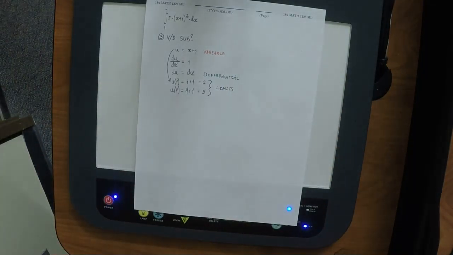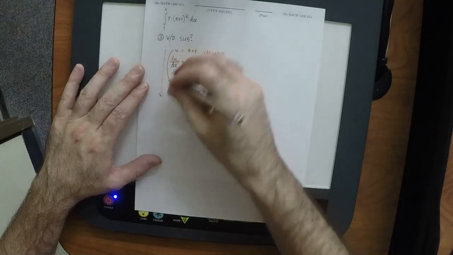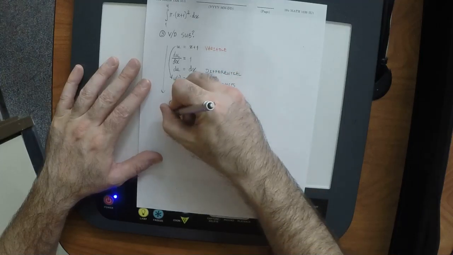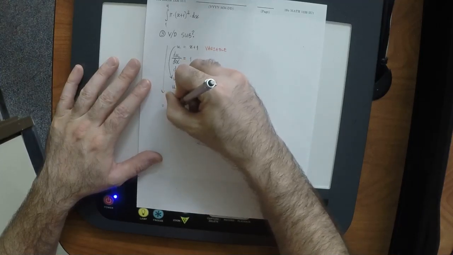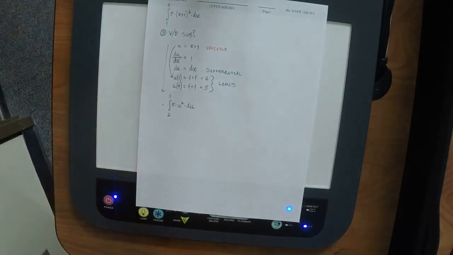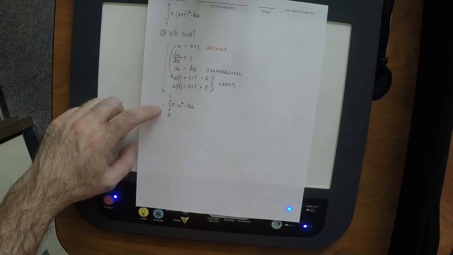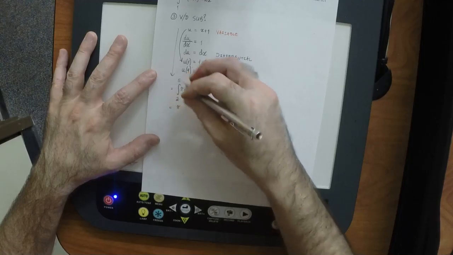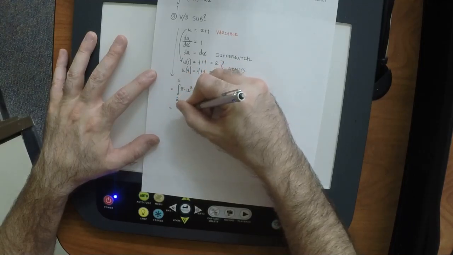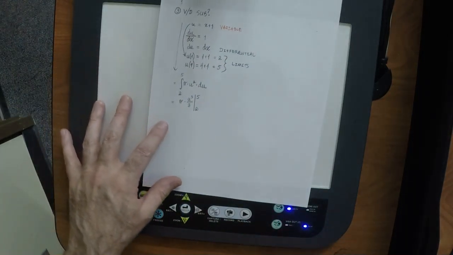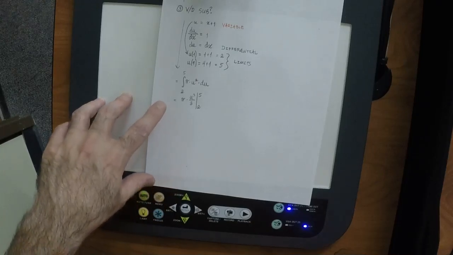Okay, all right, we'll do it. So this would be the integral now from 2 to 5 of pi u squared du. All right. So now, is this exactly one of the ones that we know? So then it would be pi, and then u cubed over 3 from 2 to 5. All right, so now we want to evaluate this.